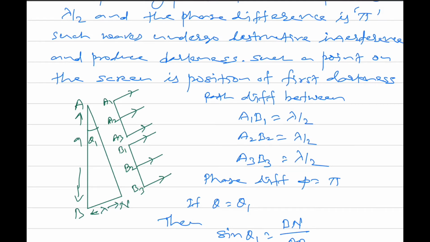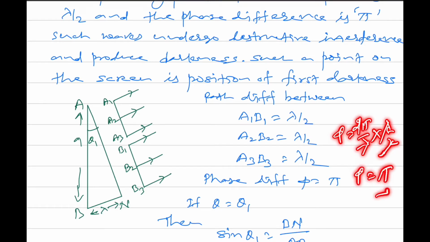We know that path difference and phase difference are related. Phi is equal to 2 pi by lambda into x. So 2 pi by lambda into lambda by 2. So 2 is cancelled, lambda is also cancelled. So phi is equal to pi. I hope it's clear. So phi is equal to pi.